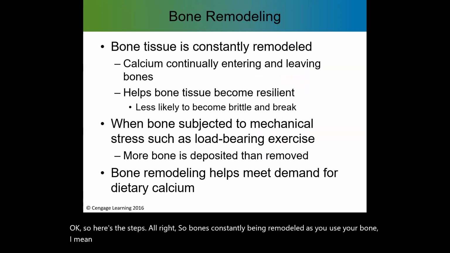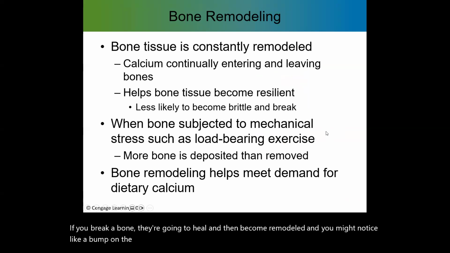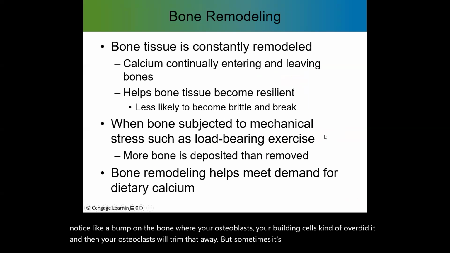As you use your body, your bones are being remodeled. If you break a bone, it's going to heal and then become remodeled, and you might notice a bump on the bone where your osteoblasts, your building cells, kind of overdid it, and then your osteoclasts will trim that away, but sometimes it's not perfect. You can still see the bulge.